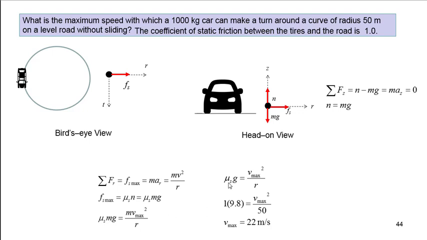And now I can just plug in the values I know: my coefficient of static friction is 1, g is 9.8, and the circle that we're making has a radius of 50 meters, so I can find the maximum speed is 22 meters per second.